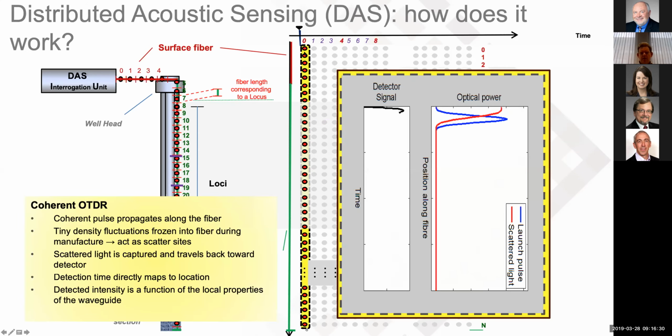And then just to give you an idea of how the interrogator collects the signal. Here you see a video where a pulse is shot in the fiber, using so-called coherent OTDR, optical time domain reflectometer technology. The pulse propagates along the fiber. Impurities in the fiber cause so-called backscattering. The backscattering is measured, and that's what you see on the left on the detector signal.